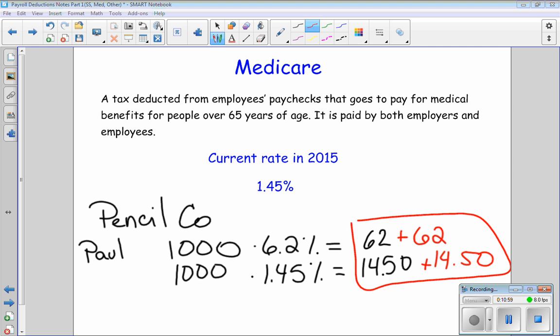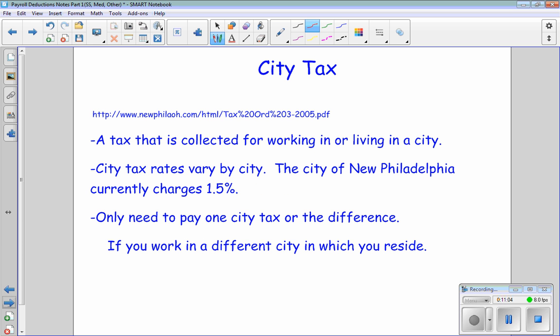That's not the only thing he pays for. City tax is a tax that is collected for working or living in a city. City tax rates vary by city. The city of New Philly, just for example, currently charges 1.5% of gross wages. The hardest thing to understand about city tax is you only have to pay for one.